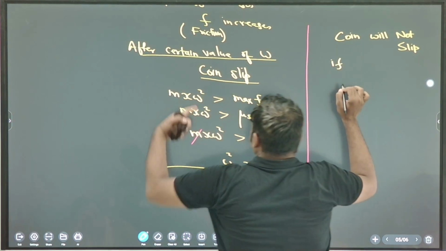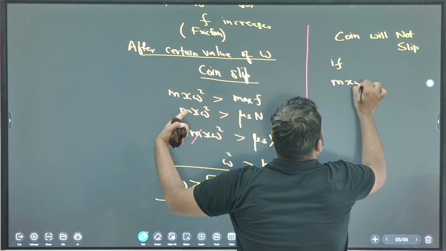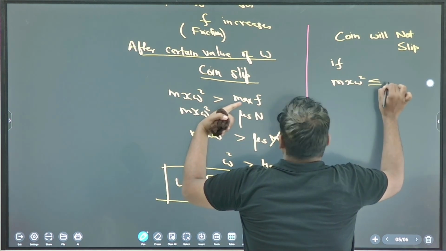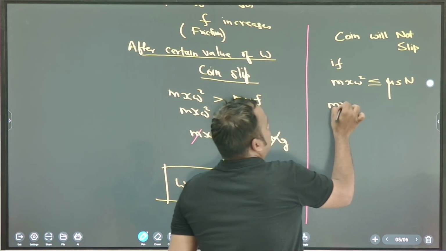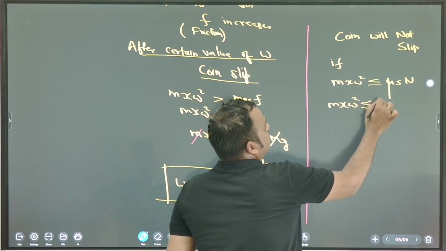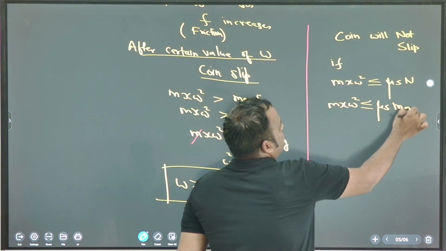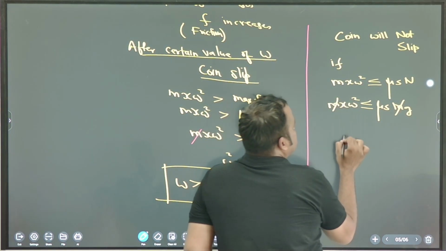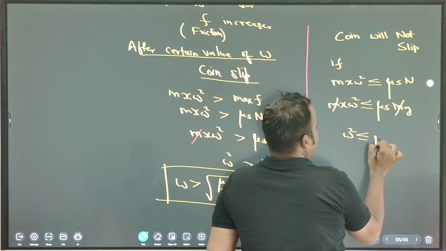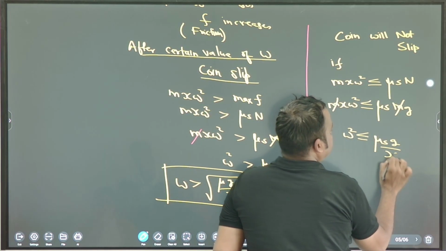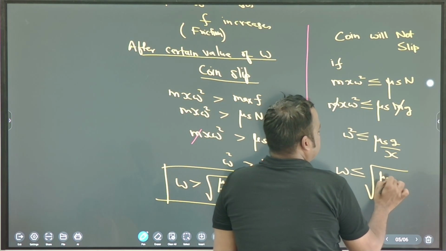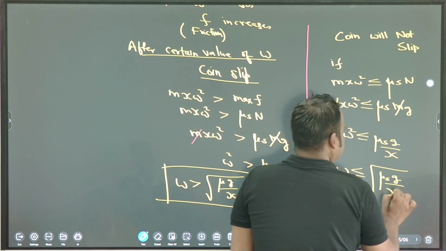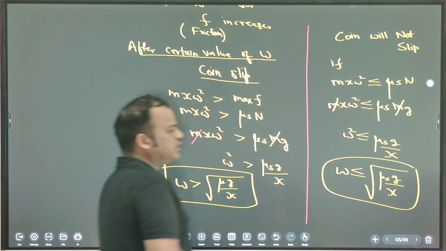The coin will not slip if m x omega square is less than or equal to mu s N. So m x omega square is less than or equal to mu s m g. So omega square is less than or equal to mu s g by x. So omega is less than or equal to the square root of mu s g by x. Okay, clear?